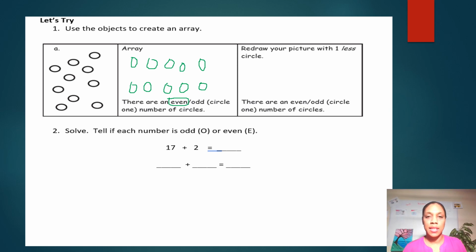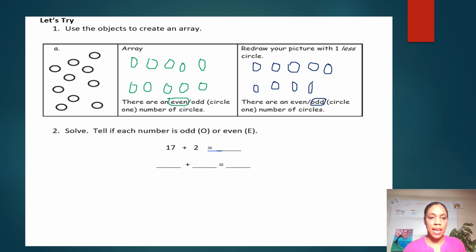Now let's move to the next section. It says redraw. That means I'm going to draw something again. Re means again. Redraw your picture with one less circle. I'm going to pause the tape here and draw it. Remember, I have to take out one of my circles. When I redrew my picture, I had to take out 1. I had 10. When I take 1 away, that leaves me with 9. 9 is an odd number, as we can see, because 1 is left without a partner.